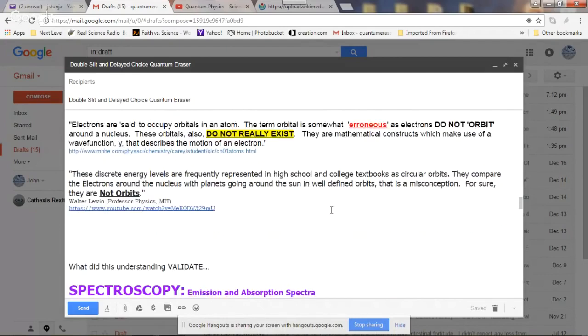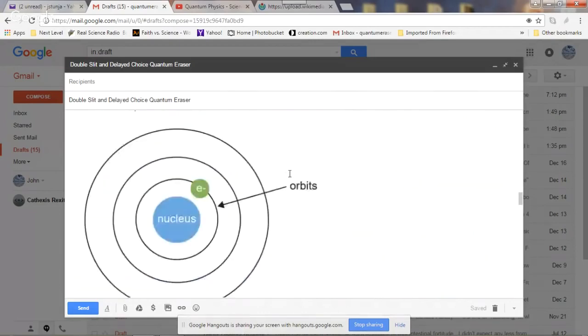That's it. From Walter Lewin, he's a professor of physics at MIT: These discrete energy levels are frequently represented in high school and college level textbooks as circular orbits. They compare the electrons around the nucleus with planets going around the sun. And that doesn't even happen in well-defined orbits. Yep, that's a misconception, for sure. He says, for sure, they are not orbits. So they're energy levels. Disregard that right now.